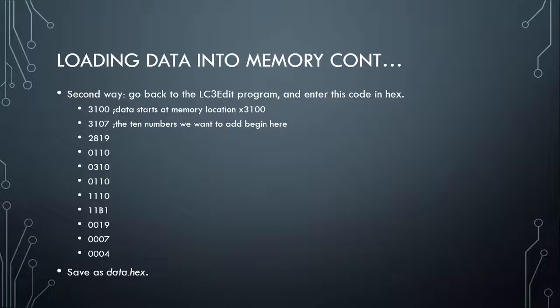So here I have 3100, 3107, 2819. All these different numbers are in here to represent the 10 numbers that I want to add. Now you'll notice that the 3100 is the starting location in memory, because that's always what it's going to be. That first number, no matter what, is your starting location. So you never want to make it the first number of data. You want to add the starting location first. Then you're going to save that as data.hex.